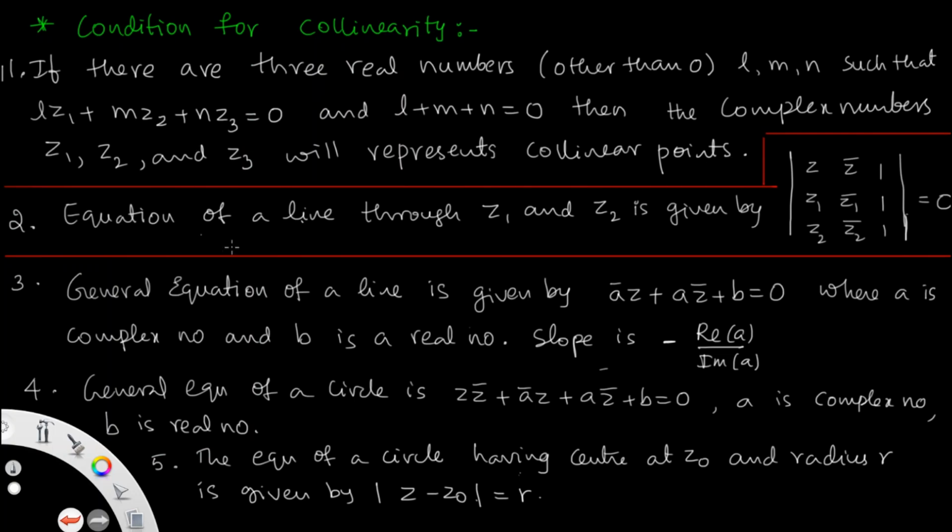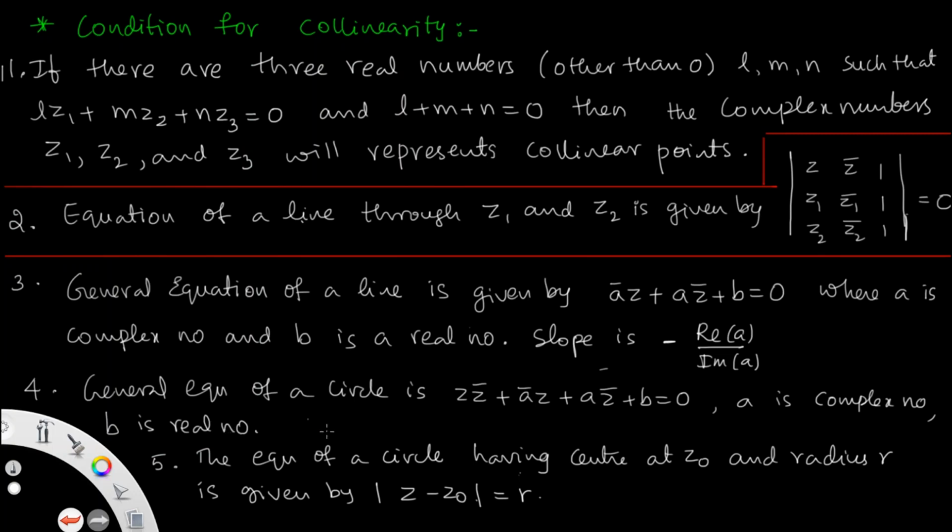So the equation of the line passing through Z1 and Z2 is given by the determinant of Z, Z1, Z2, Z bar, Z1 bar, Z2 bar, 1, 1, 1 equal to 0. On finding the determinant, you get the equation of a line passing through Z1 and Z2. And the general equation of a line is A bar Z plus A Z bar plus B equal to 0, where A is a complex number and B is a real number. And its slope is minus real part of A by imaginary part of A.